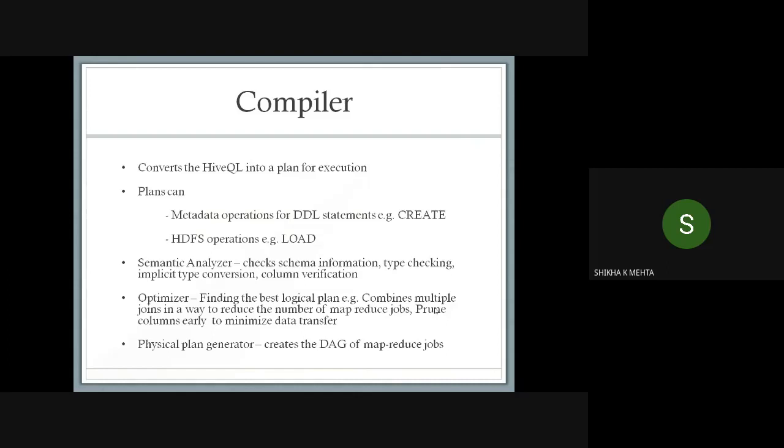Then semantic analysis is also performed by the compiler, like checking the schema, type checking, implicit type conversions, column verifications. Then optimization, finding the best logical plan, like combining multiple joins in a way to reduce the number of MapReduce tasks. All these tasks are done by the optimizer, and then finally the physical plan is generated, that is, the complete generation of the directed acyclic graph of the MapReduce jobs. All these tasks are done by the compiler itself.